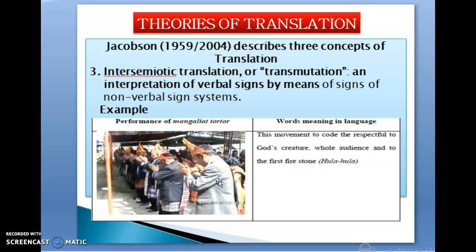Okay. This is the last example of intersemiotic translation, which is an interpretation of verbal signs by means of signs of a non-verbal sign system. It is non-verbal, but we can translate it. It is called transmutation, the last concept of translation based on Jakobson.